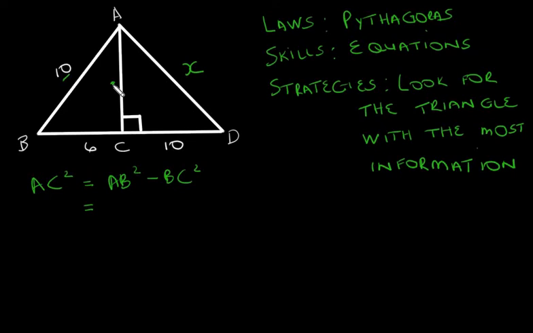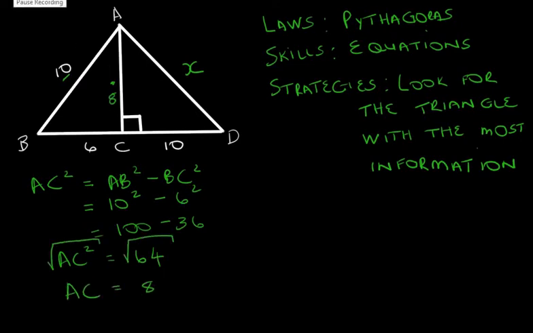So let's fill in our relevant values. So we can go ahead and say that 10 squared minus 6 squared is equal to 100 minus 36, which is equal to 64. However, we don't want AC squared. We want AC. And so what do we need to do? We need to square root both sides. Let's do that. We will then find that AC is equal to 8. But have we answered the question? Well, not yet, because they've asked us to find X, and we haven't yet found that side AD.